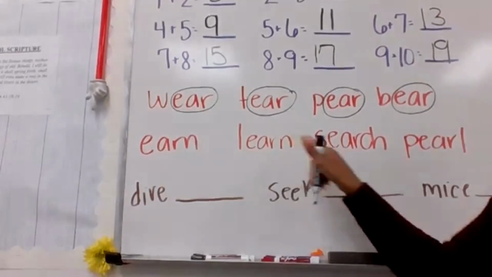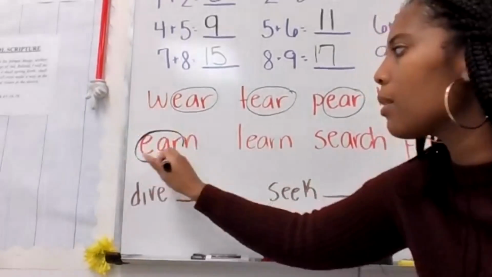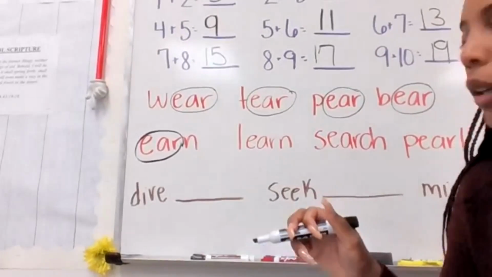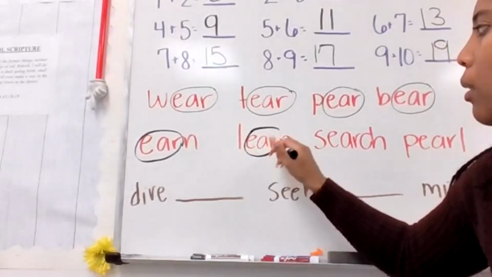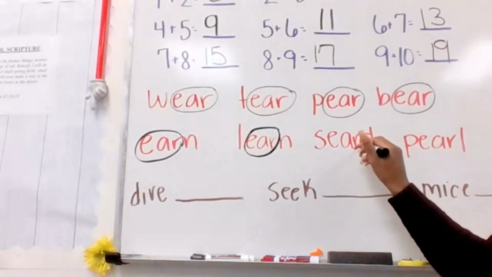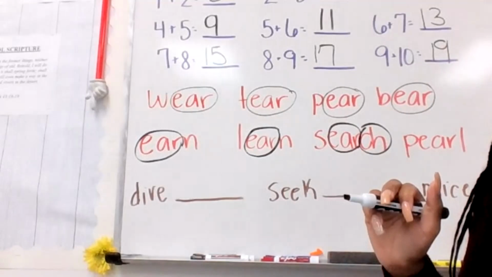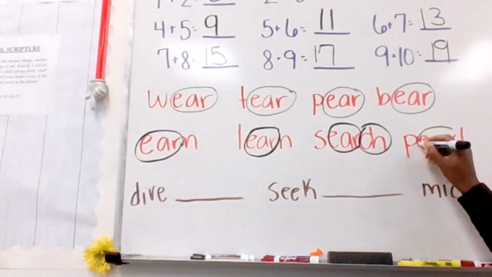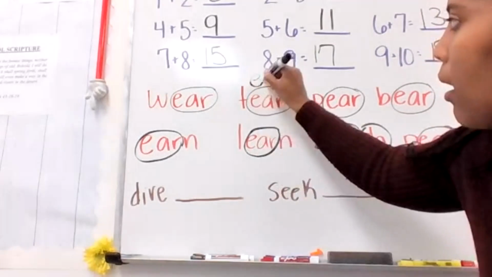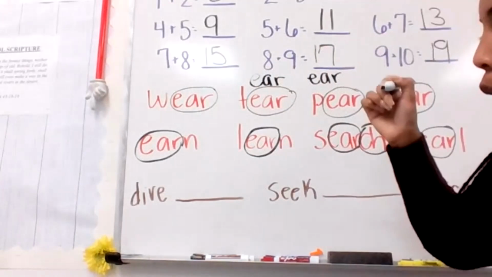Next I have EAR, like in earth. So I have EAR, what's the word? Earn, like you have to earn something, work for it. Next we have EAR, the word is learn. Next we have EAR and CH. Word is search. Last one we have EAR, the word is pearl. So that's EAR, air, like in bear, and EAR, like in earth.